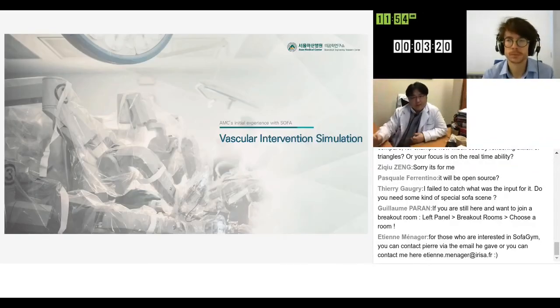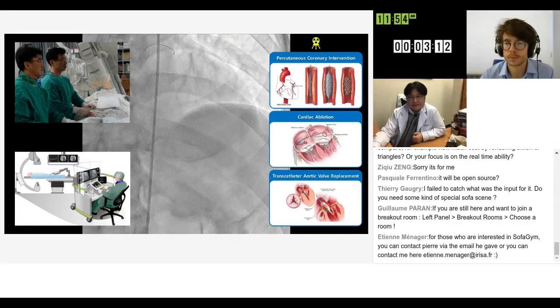Then our next experience was about vascular intervention application. Actually, on my side, the slides come a little bit late. We can see them immediately when you click. Maybe there is a bit of delay, but here I can see the thorax with X-ray and surgeons operating.